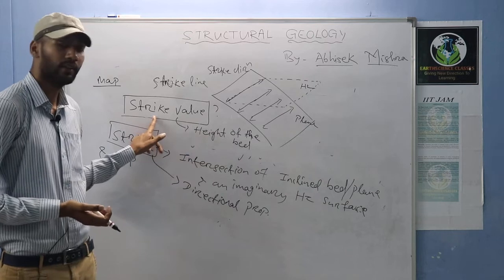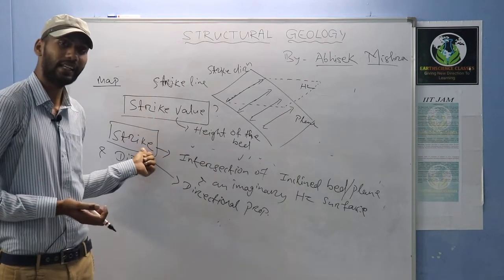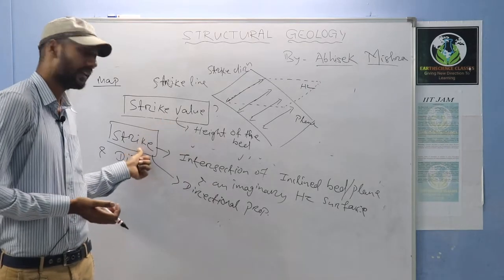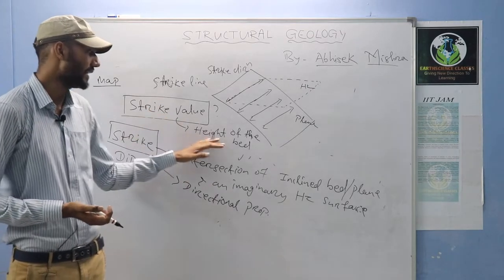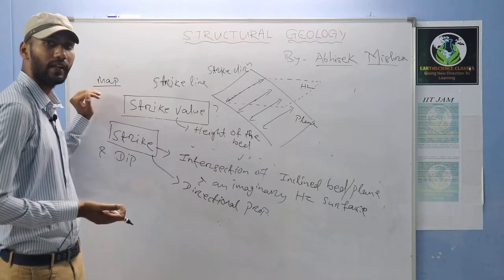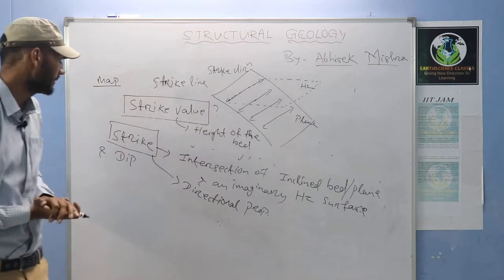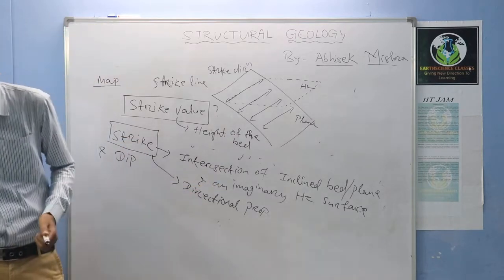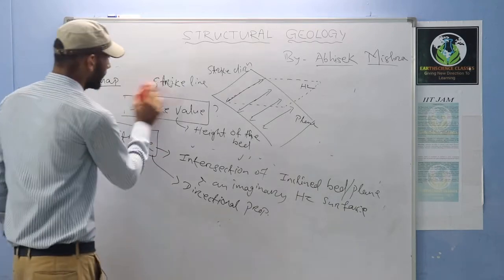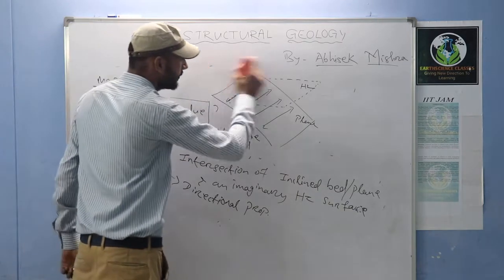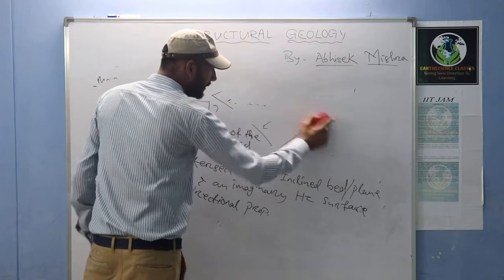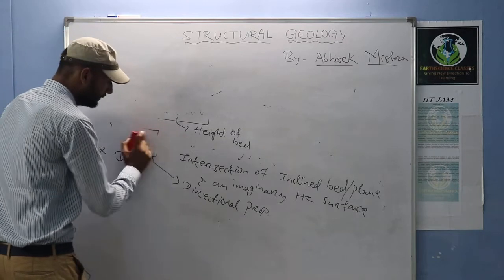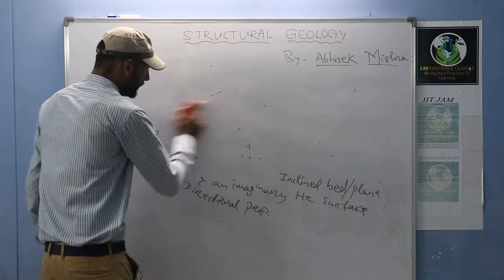It doesn't define the magnitude of the strike of the bed. It defines the height of the bed while we are going for a map interpretation. But the strike has only a directional property. So I think all of you understood regarding strike. Let's start with dip. Before going to dip, there is one more thing I have forgotten.